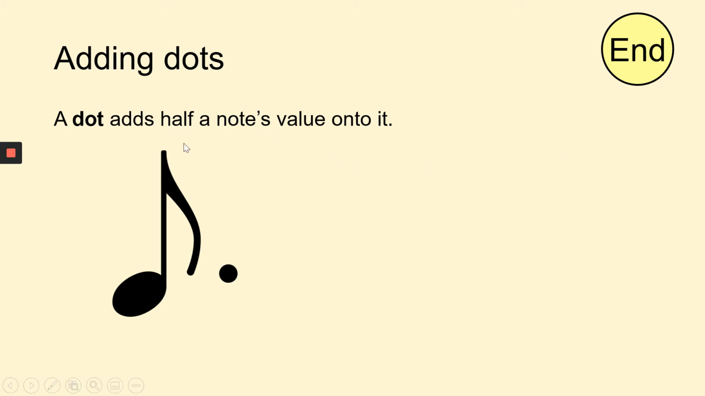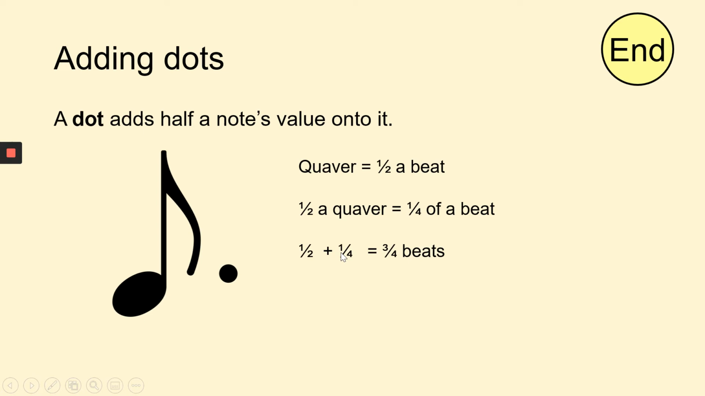So a quaver on its own lasts for half a beat. Half of that would therefore be a quarter of a beat. So we add a half to a quarter, which gives us 3 quarters. So a dotted quaver lasts for 3/4 of a beat.